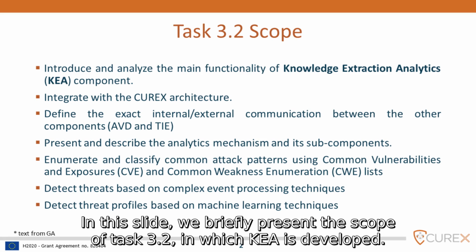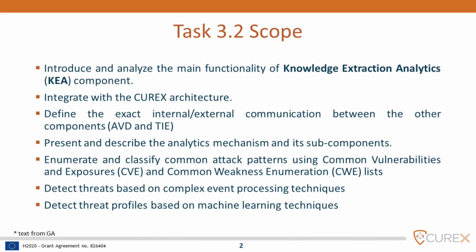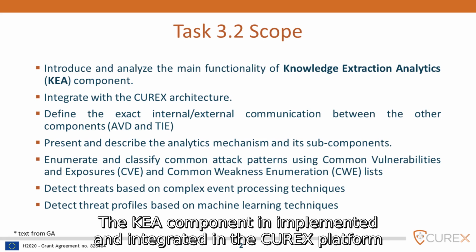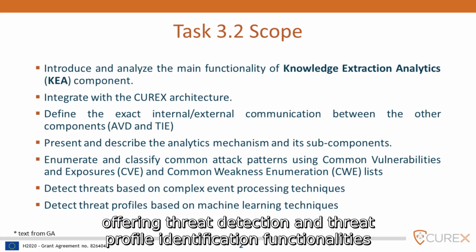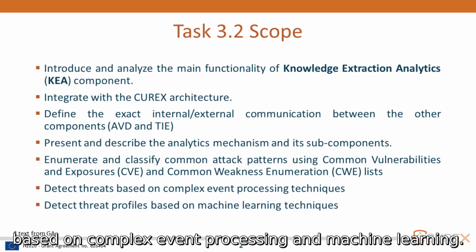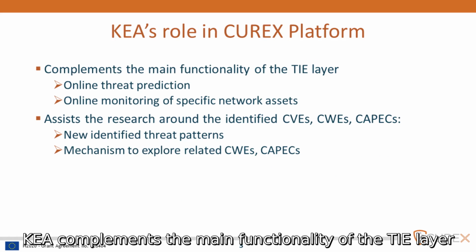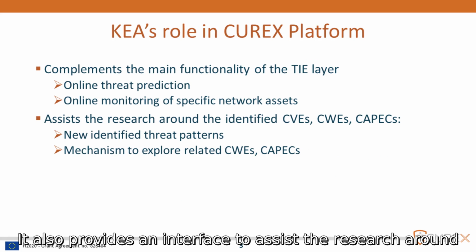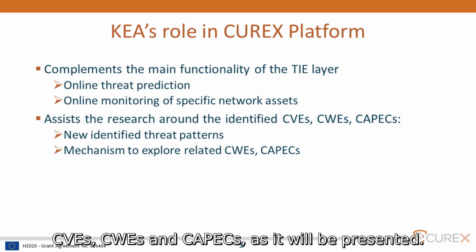In this slide, we briefly present the scope of Task 3.2 in which KEA is developed. The implemented solution satisfies all the specified requirements. The KEA component is implemented and integrated in the CUREX platform, offering threat detection and threat profile identification functionalities based on complex event processing and machine learning. KEA complements the main functionality of the TA layer, providing online threat prediction and monitoring functionalities. It also provides an interface to assist the research around CVEs, CWEs, and CAPEX as it will be presented.